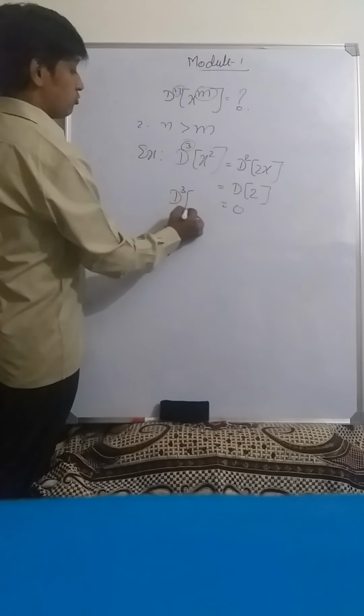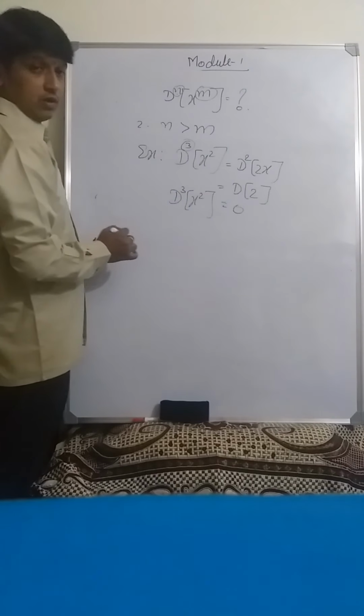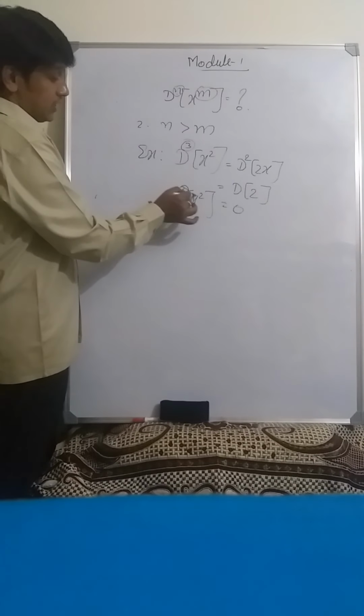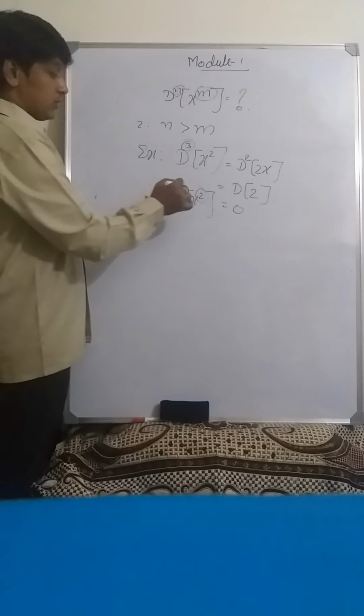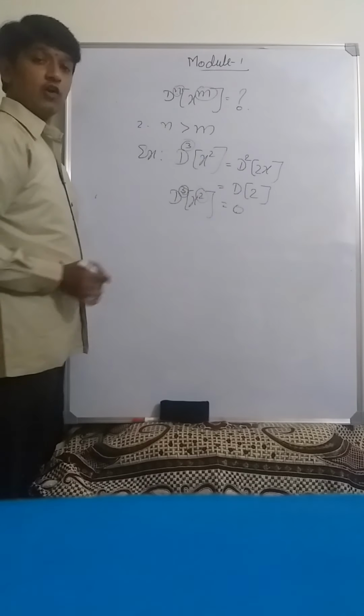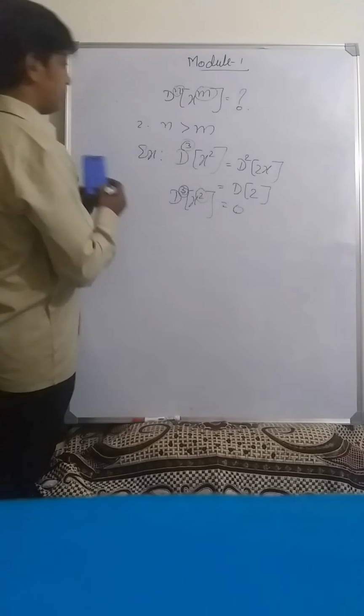So d cube of x squared is 0. Why? Because this n is greater than this m. So when this is greater than this, it will obviously be 0.